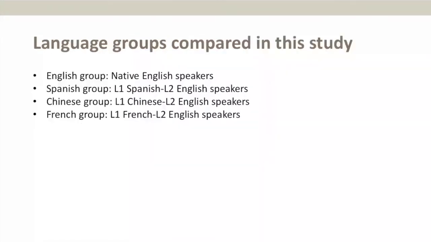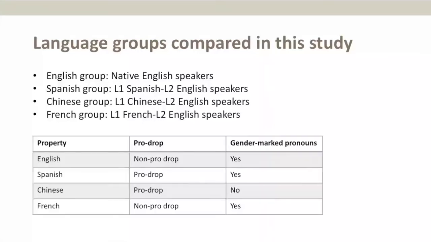Okay, so the language groups that we compare in this study are four language groups. First is the native English speakers, and then we also compared three groups of L2 English speakers. They are the Spanish, Chinese, and French groups. So Spanish, we know it's prodrop and it has gender marked pronouns. Chinese is also prodrop, but it doesn't have gender marked pronouns.